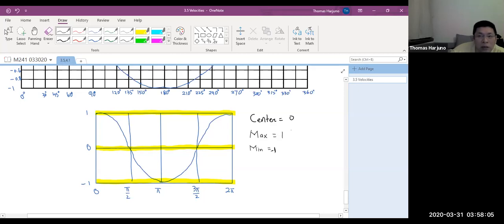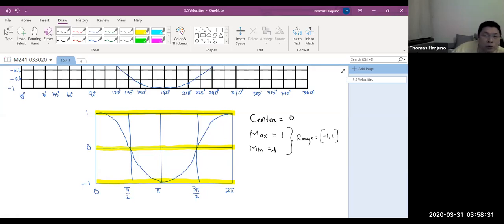From here we see the range of cosine: whatever value of x you plug in, the value of cosine will be in the interval of -1 up to 1. So cosine of anything cannot be 2. Cosine of anything cannot be -3. No, it has to be between -1 and 1 only.